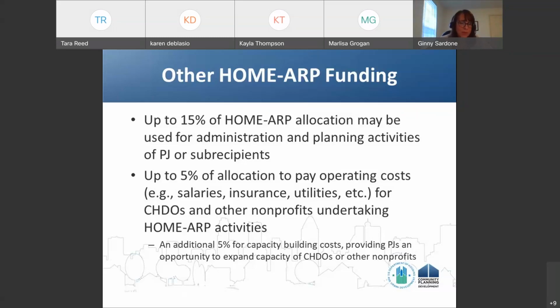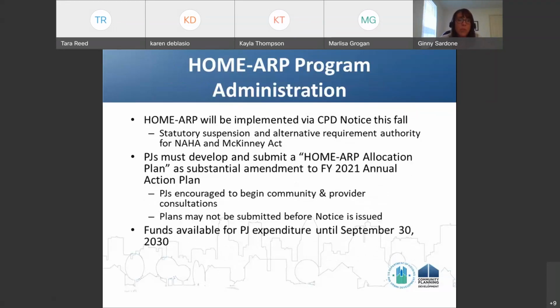And then on top of that 5%, there's an additional 5% that can be used for capacity building costs. So there's an opportunity here with these HOME-ARP funds to build and expand the capacity of the existing homeless systems in communities. Once the notice comes out and you have a better idea of how these funds can be used, I urge everyone to really think about how this one-time funding source can be used, not just to leave behind capital assets to assist homeless and other vulnerable populations, but also to improve the system that provides those services.